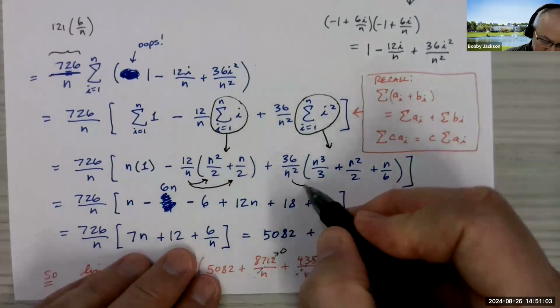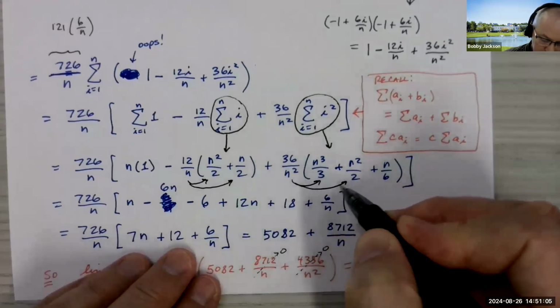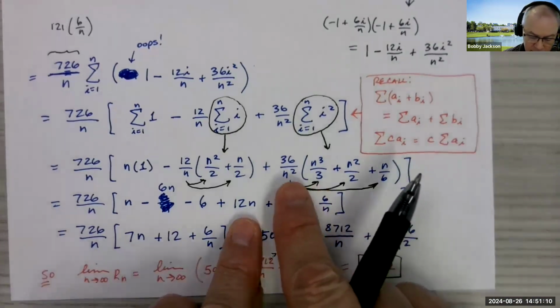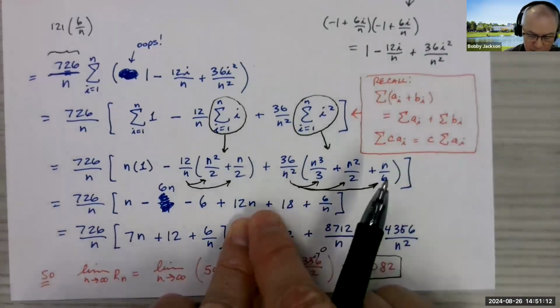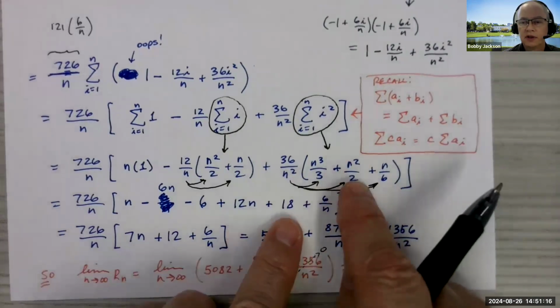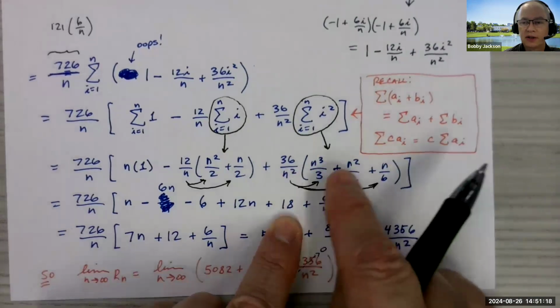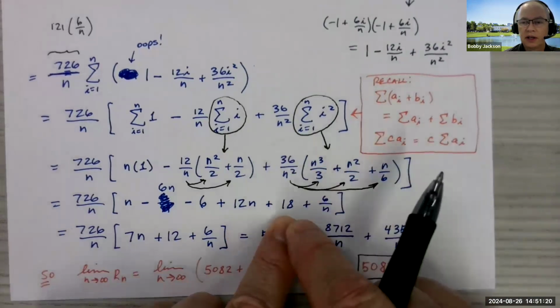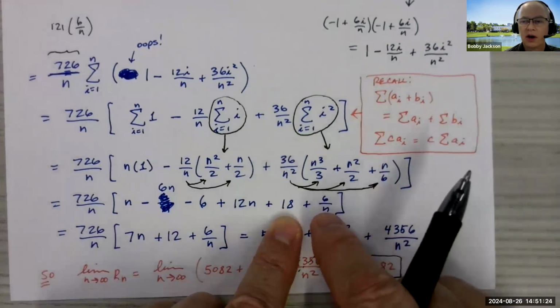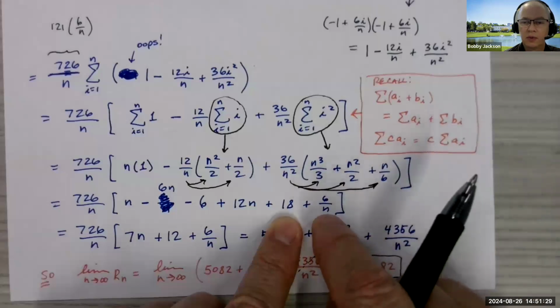And then I'm going to distribute this over these three terms. When I do so, you should note the first, 36 over n squared times n cubed over 3, gives me 12n. 36 over n squared times n squared over 2 gives me 18, right? The n squareds cancel, and 36 divided by 2 is 18. And then 36 over n squared times n over 6 gives me 6 over n. 36 divided by 6 is 6, and n over n squared is 1 over n.